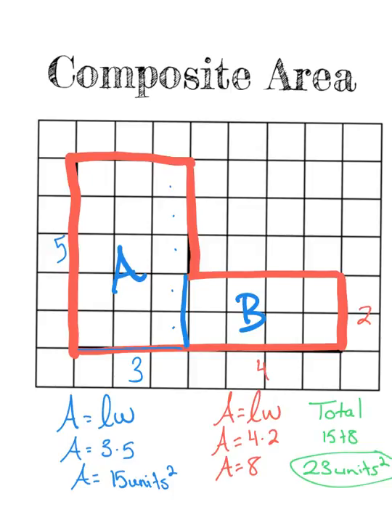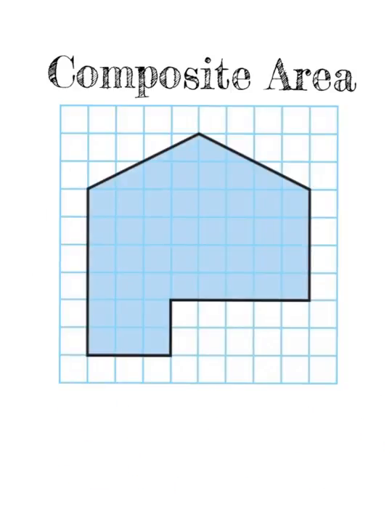So remember, with composite shapes, you just need to find the area of the shapes. Break it up, find the area of each, and then put it back together. Okay, let's do one more composite shape. So in this one, I would break it up into 3 different shapes. I see that there is a triangle here, and then I see 2 rectangles here. So we have shape A, B, and C that we're going to find the area of.